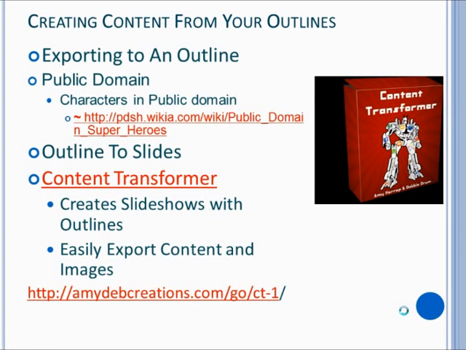Now, once we have our mind map, we can then take it and move forward and start creating more content with it. We can export it to an outline. So that little snippet of a mind map that I just showed you in the previous slide would look like this if it was an outline: public domain, characters in public domain, and then the link. Now, you can do this in most mind map programs just automatically. You can export it as HTML, and that'll export it automatically to an outline.